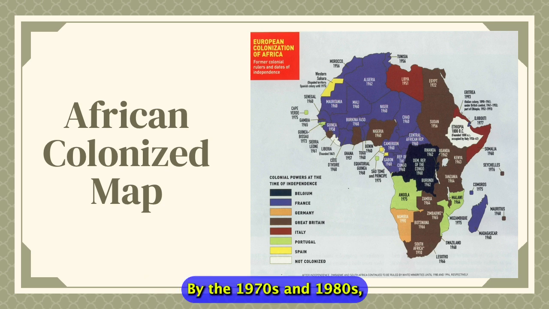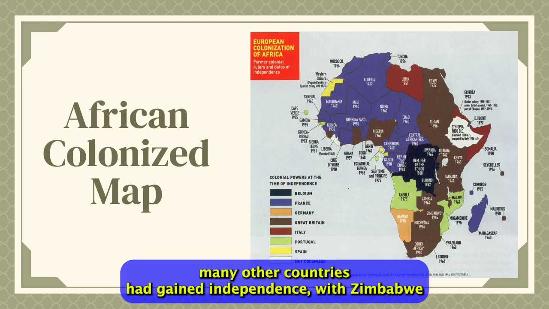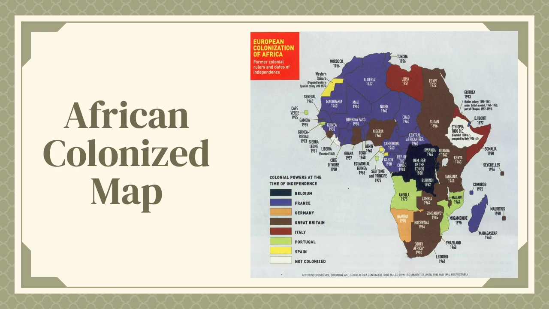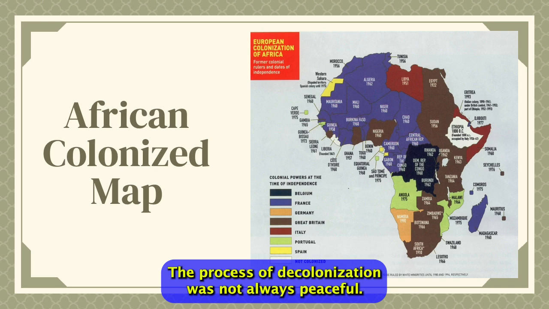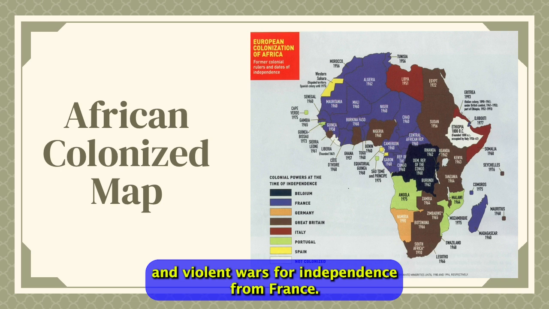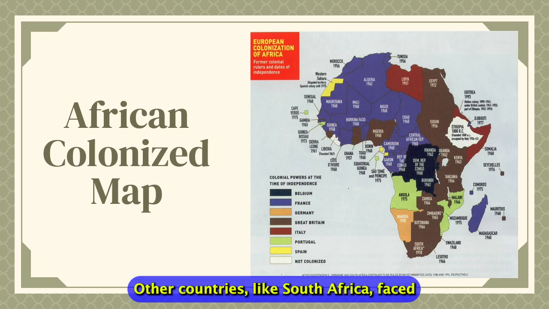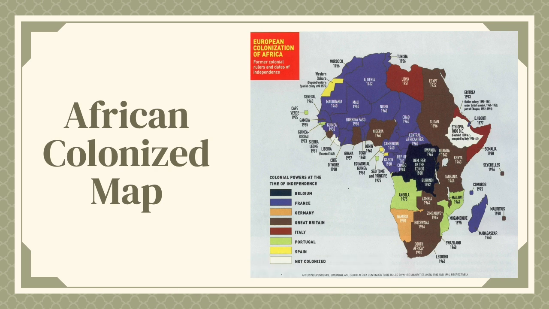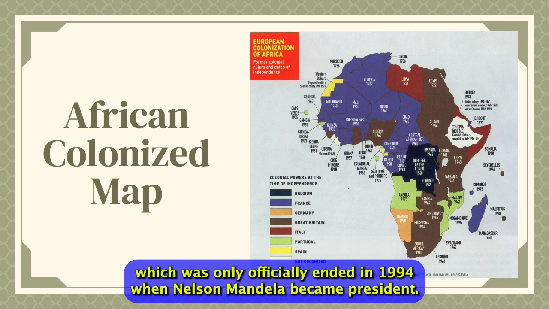By the 1970s and 1980s, many other countries had gained independence, with Zimbabwe, formerly Rhodesia, becoming independent in 1980 and Namibia in 1990. The process of decolonization was not always peaceful. Some countries, like Algeria, fought long and violent wars for independence from France. Other countries, like South Africa, faced a system of racial segregation called apartheid, which was only officially ended in 1994 when Nelson Mandela became president.